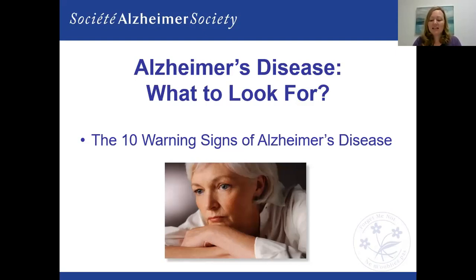So over the next 10 slides, we're going to talk about the 10 warning signs of Alzheimer's disease. But I just want you to note that even though we've numbered these things 1 through 10, they are ordered randomly. So someone experiencing the early signs of dementia might not have each of these symptoms. And although memory loss is common, it might not be the first warning sign for every individual in the early stages of Alzheimer's disease.